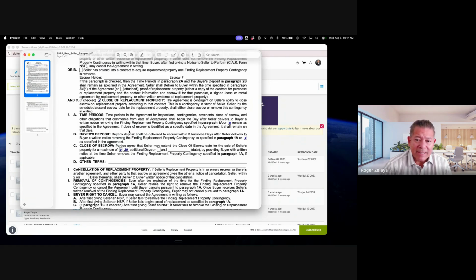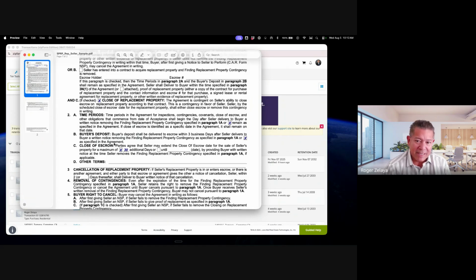The buyer's deposit. Again, I filled out over here, right? Paragraph 1A, which as specified in the agreement, that's the usual 3 business days, right? So we certainly don't want to open escrow with no EMD because nothing is really moving forward.